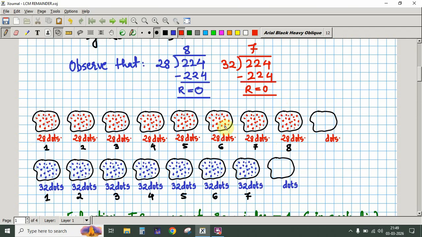So the total in these 8 bunches is 28 eights, which is obviously 224. From the first set till the 8th set there are 224 dots, and there is no remainder. Got it? There is no extra object left over in a new set. This is the meaning of remainder 0. There is nothing in it.